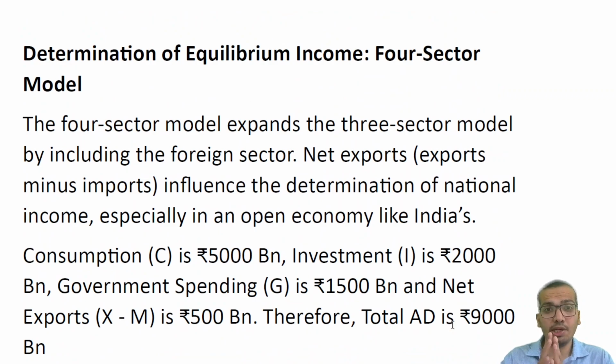Then comes determination of equilibrium income. So, the four sector model. The four sector model expands the three sector model by including the foreign sector, that is net exports, that is exports minus imports, which influences the determination of national income, especially in an open economy like India.